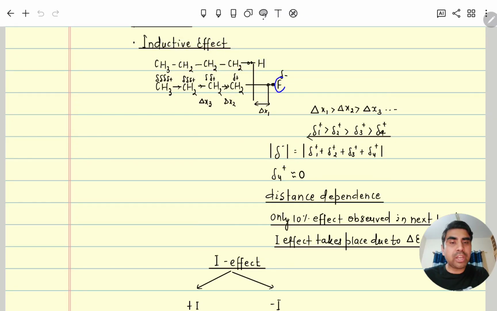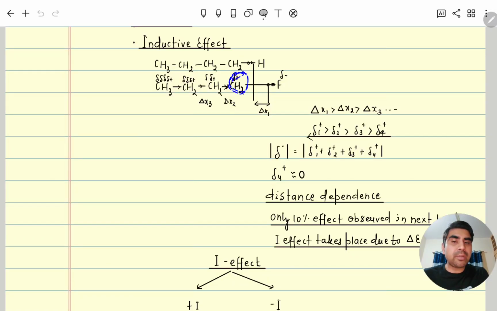So fluorine is more electronegative. So what will happen? It will attract the shared pair of electrons a little bit more towards its side. Due to that, the electron displacement: before, the electron was here, now the electron is displaced till here. So overall, how much is the total displacement? Delta x1.